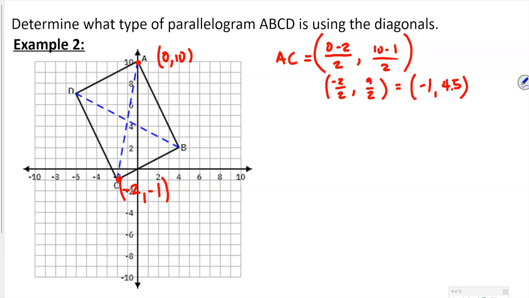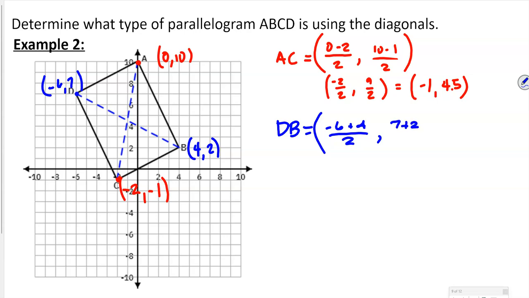Now we're going to find the midpoint of DB. Okay, so here again, D is -6, 7, and B is 4, 2. So what are we going to do? Add our x's together. -6 plus 4 divided by 2, comma. That's our x value, right? Then we're going to do our y value. 7 plus 2 divided by 2. So this is going to be -2 divided by 2, and this is going to be 9 divided by 2. Isn't that the same values we got a minute ago? It is. So it's going to be -1 and 4.5.